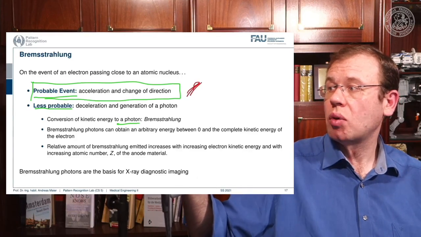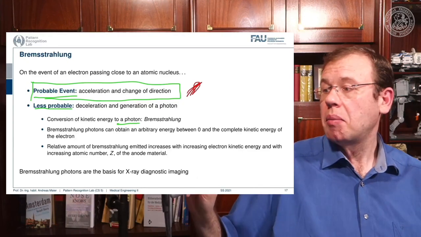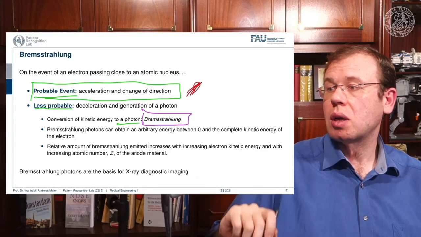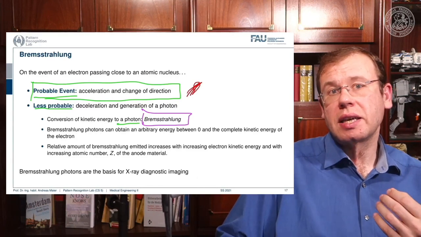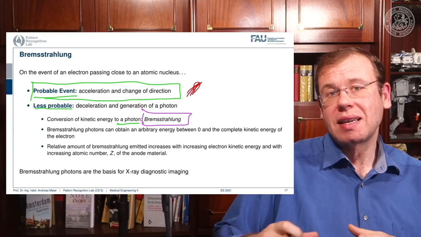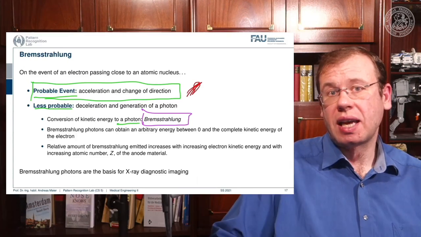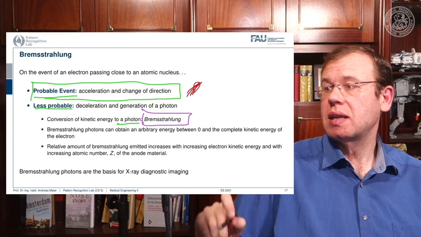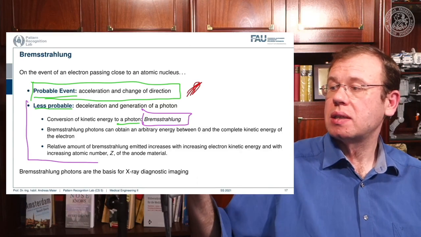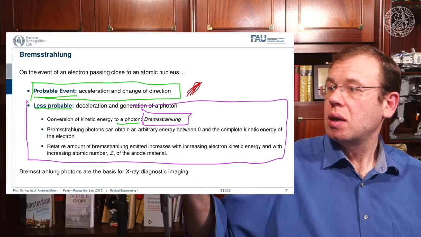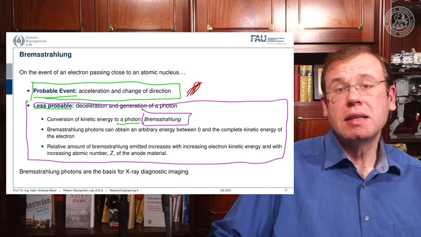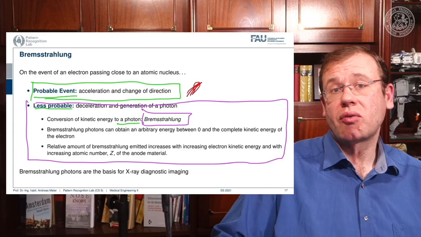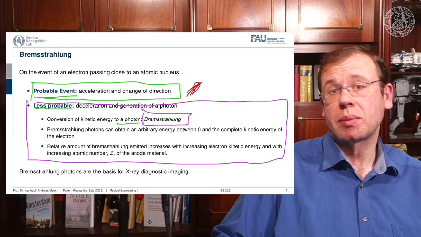So in this probable event here, we are actually generating heat. So this just warms up the material. But in this case here, we are generating Bremsstrahlung. So there the electron enters the field of the atom in a way that it generates some additional X-rays. And this is what generates the Bremsstrahlung. So Bremsstrahlung is the basis, the driver for the X-ray generation, and most of the photons that are generated emerge from Bremsstrahlung.